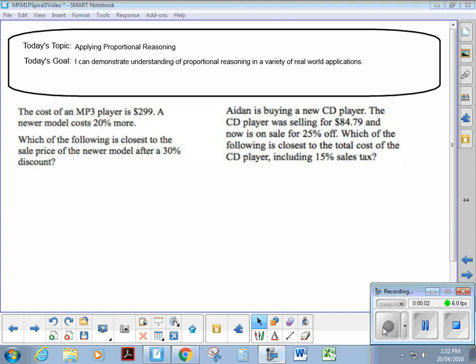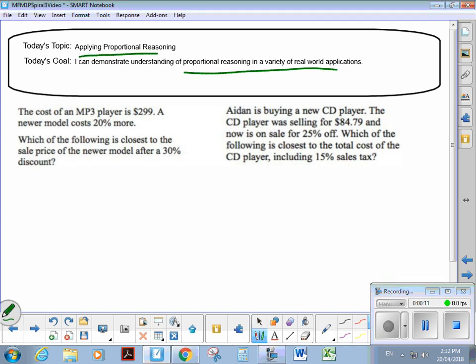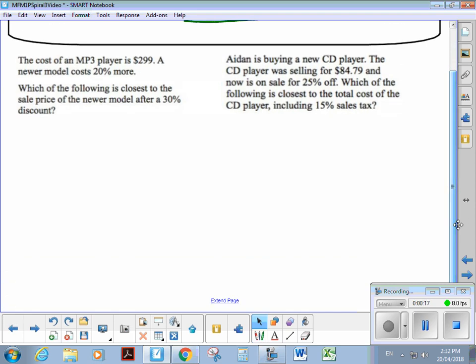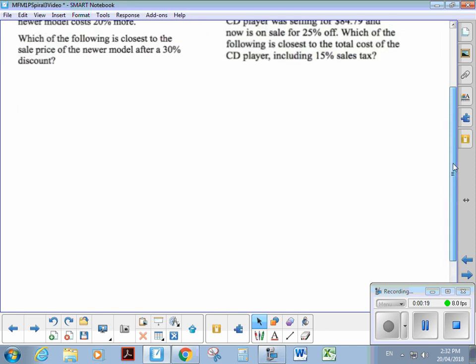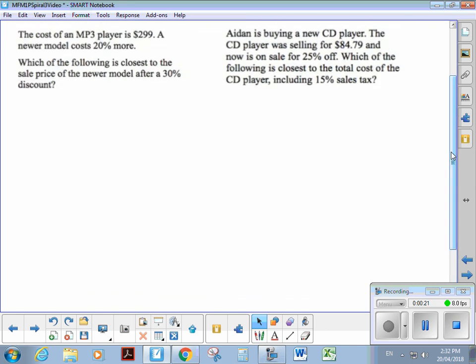All right, welcome to lesson 6 in Spiral 3. Today we're talking about applying proportional reasoning, and I want you to be able to demonstrate that you can do proportional reasoning with all the real-world applications. So this is just going to be a series of examples that we're going to work through, and it mixes all of the concepts that we've been working on.